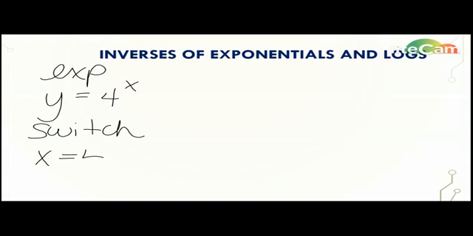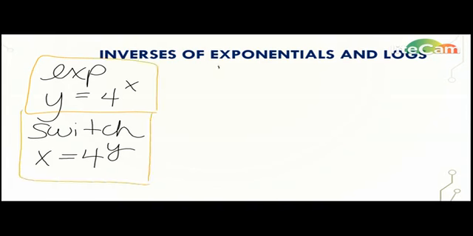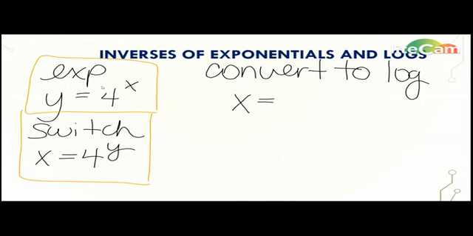I've got y equals 4 to the x, and I'm going to switch it. So I'm going to make it x equals 4 to the y. Sorry, that was y equals 4 to the x. And this is the exponential, and there's the switch. Okay, now the problem is that I want to solve for y. And when you have a variable in an exponent, you want to get this guy out of the exponent. So what do we use? We use a logarithm, and that means that I'm going to convert this equation to a log. In other words, an exponential and a log are inverses of each other. This exponential equation is going to have an inverse that is a log.